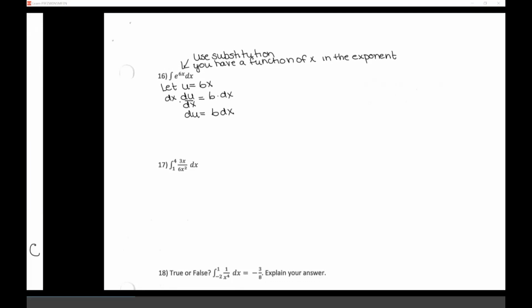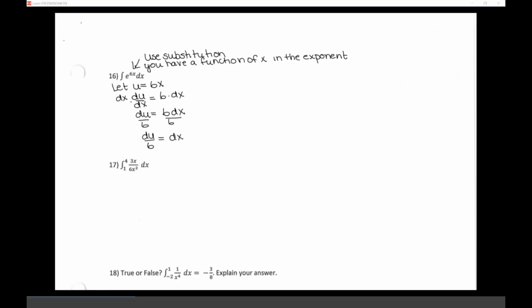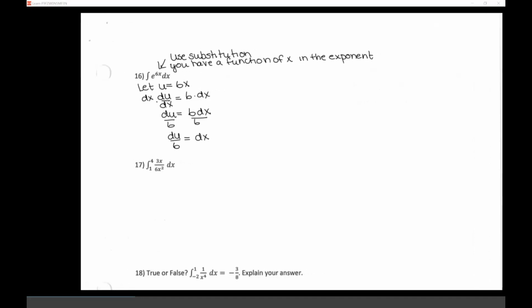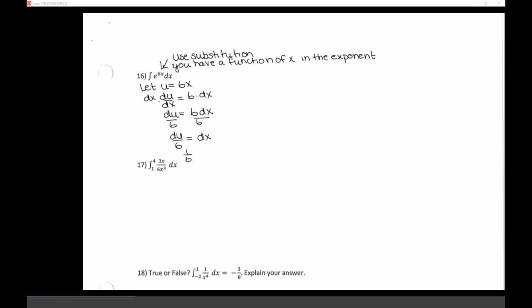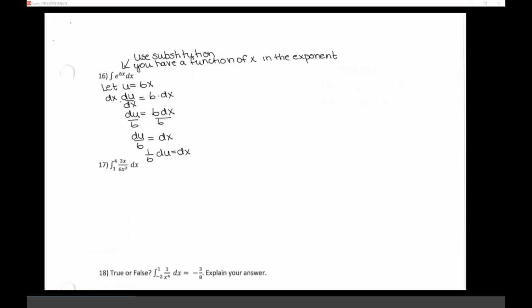Basically, if you take a look, you'll notice, aside from the 6x in the exponent, there's no 6 as a coefficient. So I'm going to divide out that 6, so I just have dx. The other thing you want to remember is divide by 6 is the same thing as 1/6 du equals dx. I want to write it as a coefficient so I can pull it through the integration.